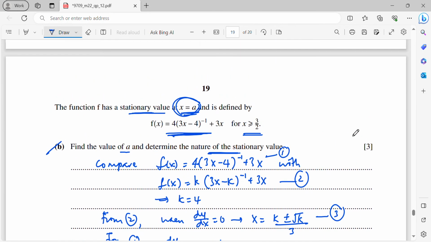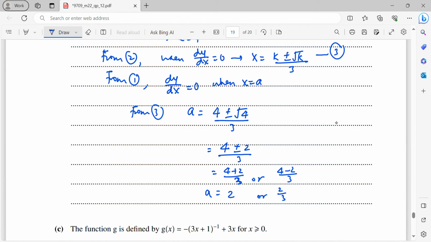But then, look at the x. The x is the a. So your x is at least 3 over 2. Given x is at least 3 over 2, which means your a must be 2, because 2 over 3 is less than 3 over 2. That's your final answer.